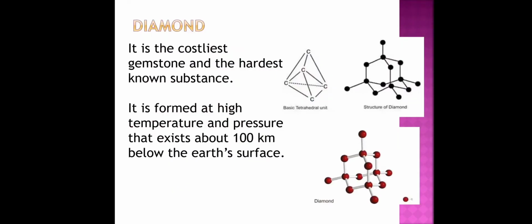So diamond is the costliest gemstone and the hardest known substance. It is formed at a high temperature and pressure that exists about 100 kilometers below the Earth's surface. So how is a diamond formed? It is formed due to the high temperature and pressure below the Earth's surface. If you see the images, we can see basic shapes of diamond. Why does diamond exist as a crystalline form? Carbons are attached to other carbon atoms in tetrahedral bonds, giving geometrical patterns, and that is why diamond is crystalline in nature.